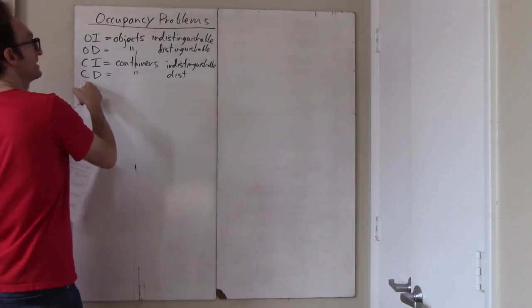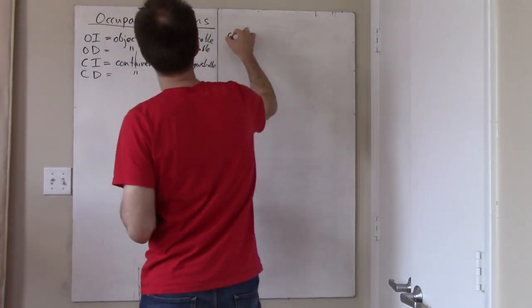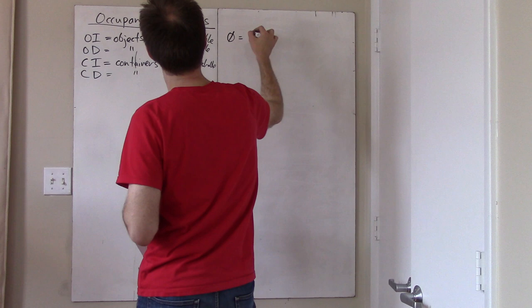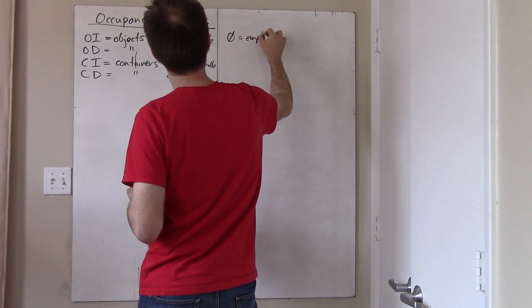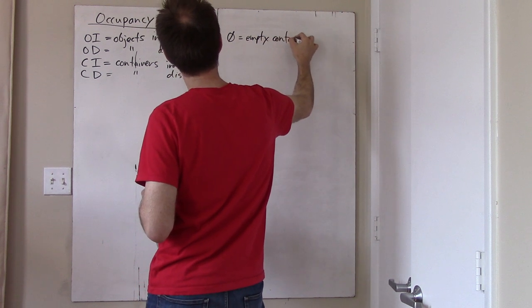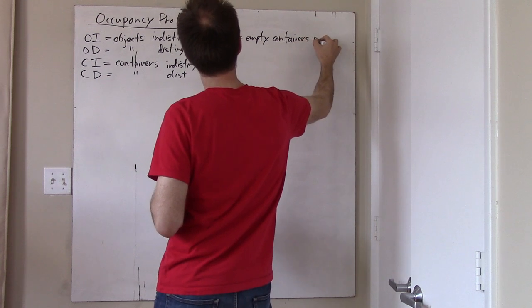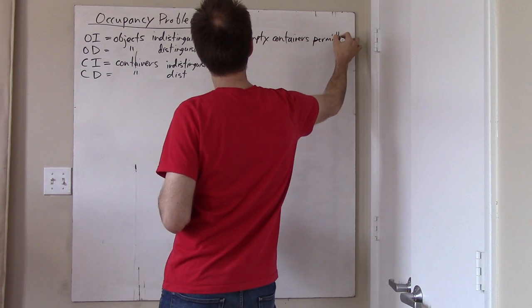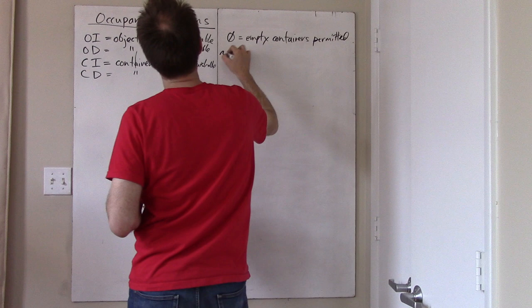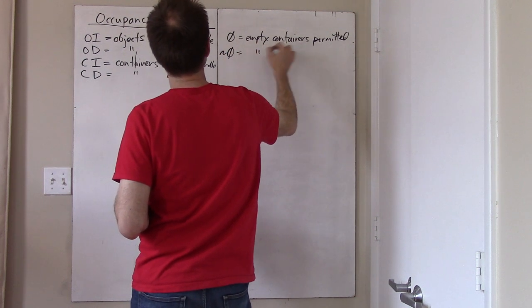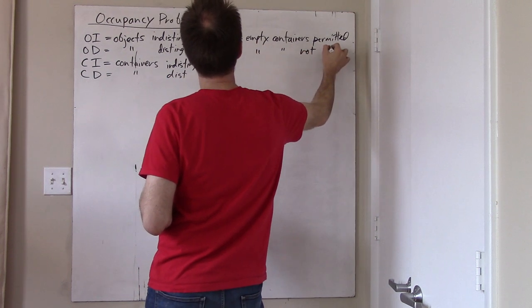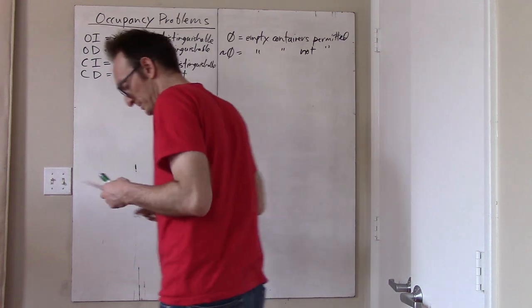So this empty set notation is a signifier for empty containers are permitted. And not empty just means empty containers not permitted. Okay, all this is on the worksheet as well. Plus, we're going to do it right now.